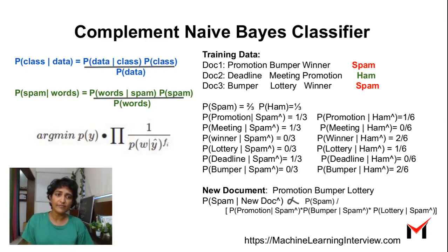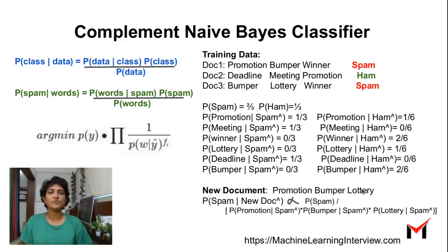Look at the number of times the word is occurring in all documents belonging to complement classes and divide it by the total number of words in complement classes. Right? And then you can actually use this formula to find probability of spam given document complement, which is just probability of spam divided by probability of promotion given spam complement, probability of bumper given spam complement, probability of lottery given spam complement, which are the words in the document.